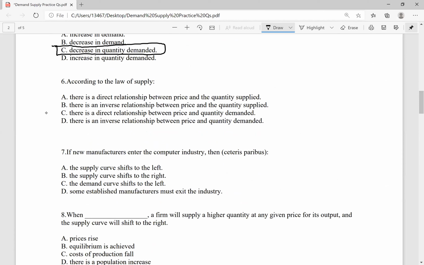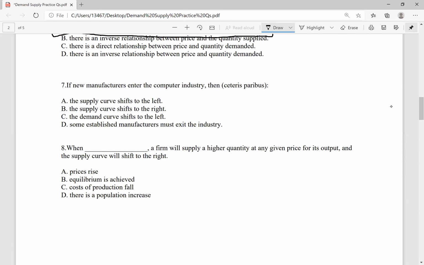Question 6, according to the law of supply, there is a direct relation between price and quantity supplied. Question number 7, if new manufacturers enter the computer industry, you have to look at what shapes the demand curve and what shapes the supply curve. If new manufacturers are entering this computer industry, the supply curve will shift to the right.